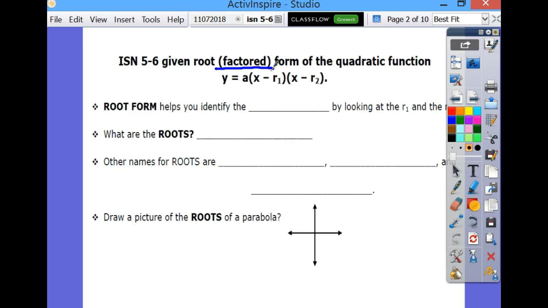Have we heard of factors before? Have we factored and factored and factored for weeks and weeks and weeks? Okay, so why do you think this might be called the root form? What do you think you might be able to find with a root form? What are roots?